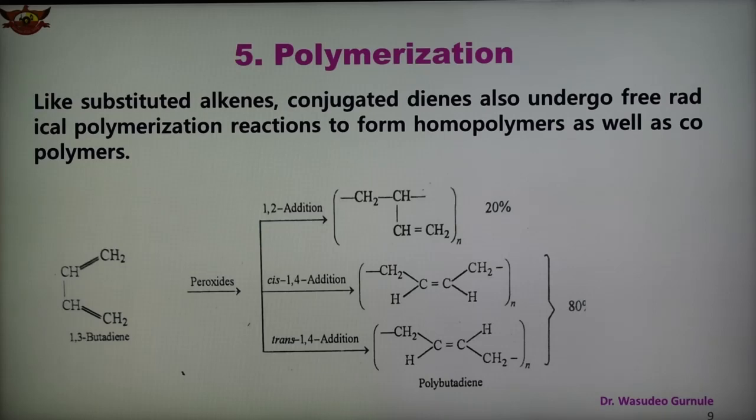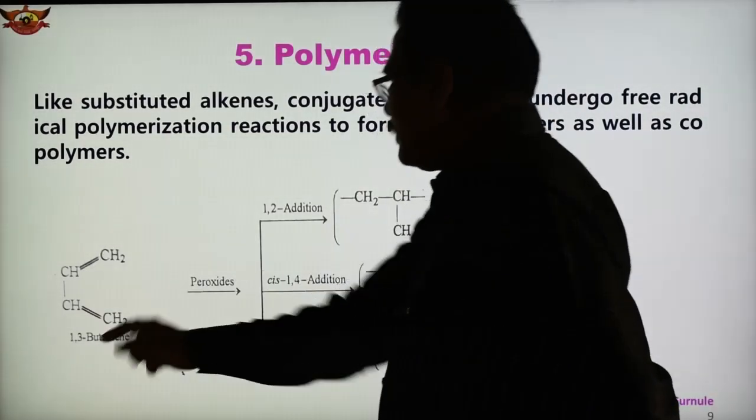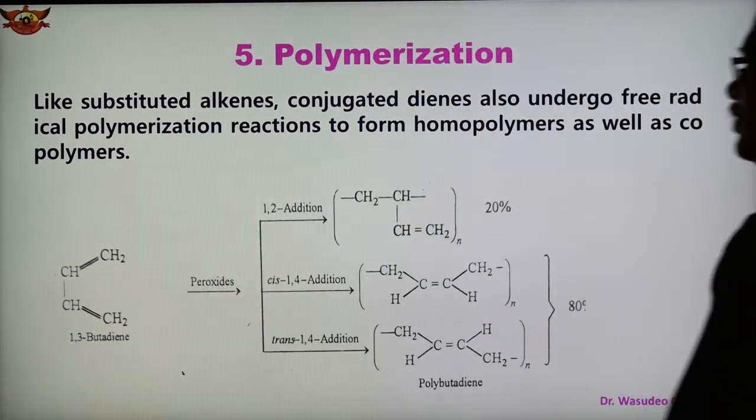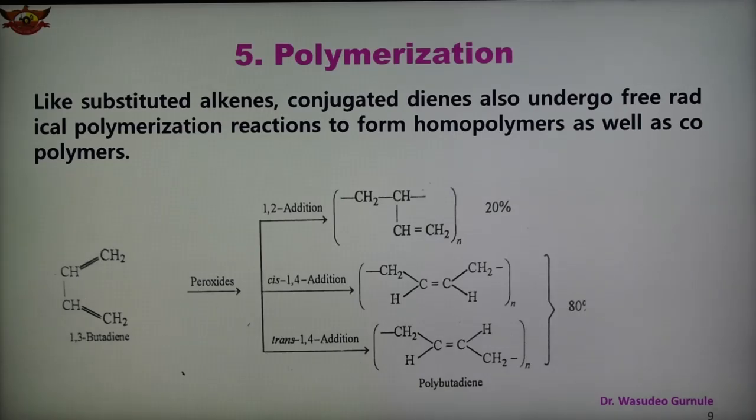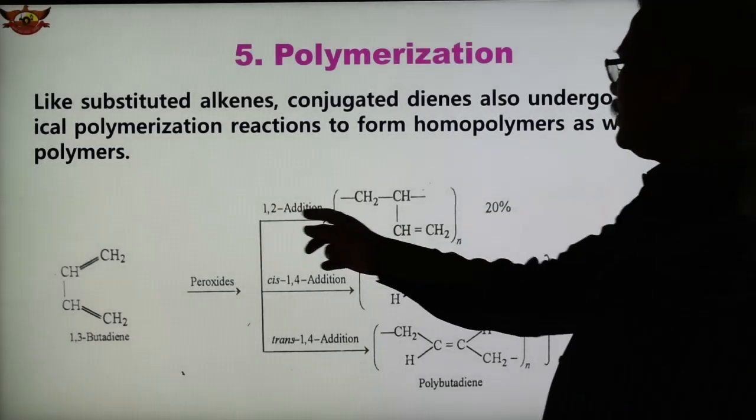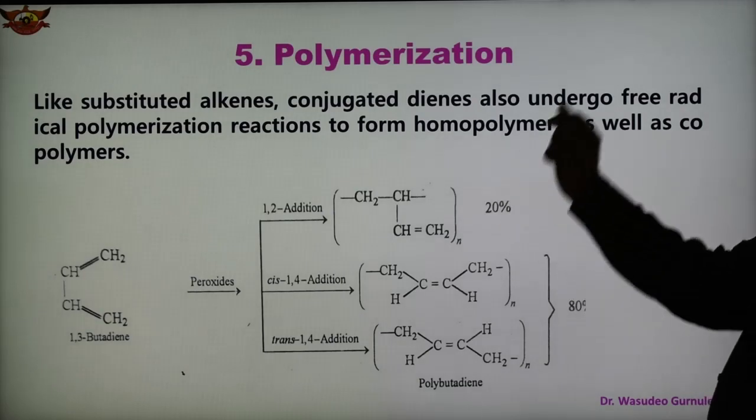So polymerization of butadiene in the presence of peroxide gives a polymer in which 80% is the 1,4 addition and 20% is the 1,2 addition. Again, 1,4 addition is the major product and 1,2 addition is the minor product. So here one reaction is shown in this slide. This is the 1,3-butadiene again. They undergo the reaction in the presence of peroxide. Addition is taking place, 1,2 addition, and this is the minor 20%.